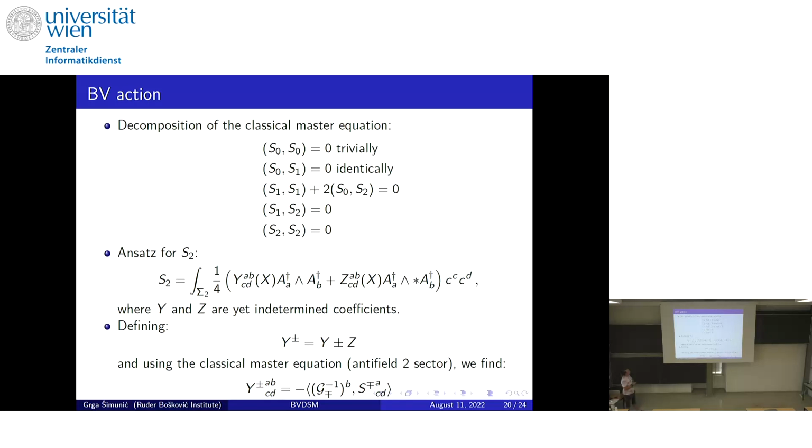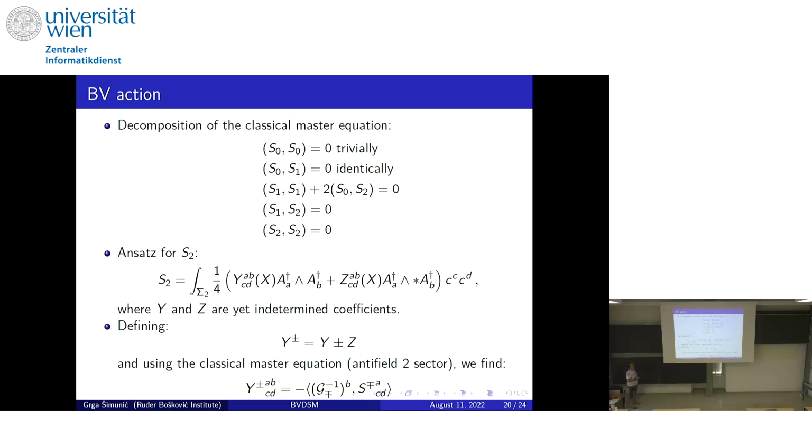So making an ansatz for S2 in this form, including basically all the possibilities that we can, with y and z some unknown functions at this point, and plugging this into this third equation, it is possible to find a solution. So here the solution is this, where it is written in terms of y plus minus z.